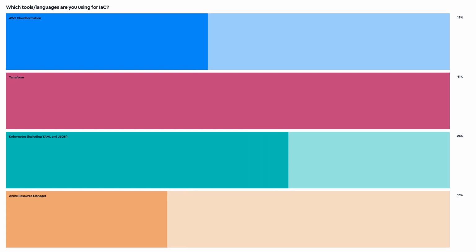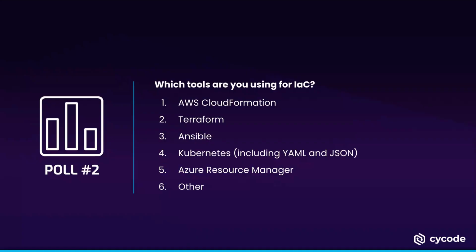Okay. Getting there. We'll give you another 20 seconds or so, but so far we've got most of everybody using Terraform. Number 2 is Kubernetes. Number 3 is AWS CloudFormation. Number 4 is Azure Resource Manager. So I'm going to go ahead and close this poll so you guys all get the results. There you go. All right, so we'll keep everything moving.